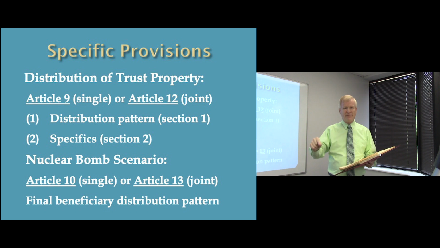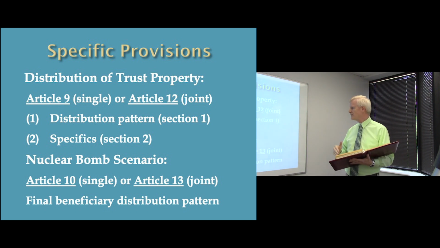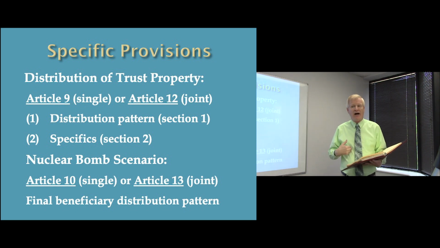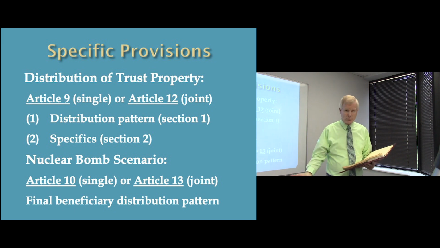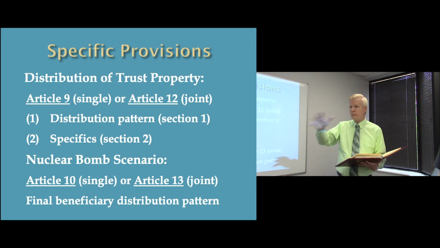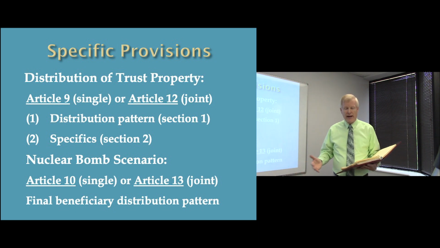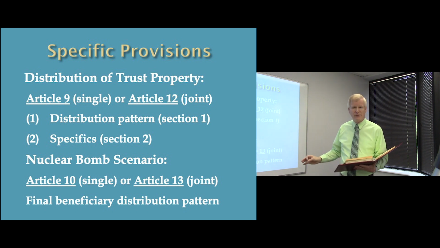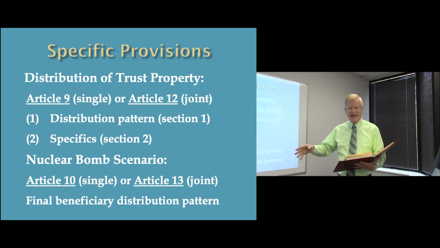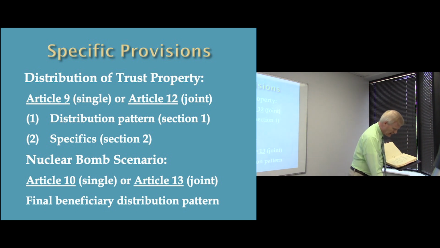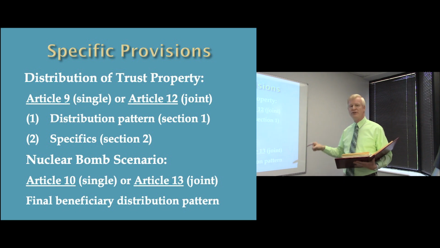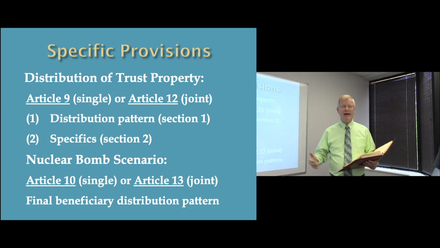It also has specifics in here about what happens if I've predeceased. I'm a child of yours. I predeceased. What happens to my share? Often it will go to any children I might have equally. And if none, then to my brothers and sisters if I had any, right? So we've got all those provisions in Article 12 if it's a joint marriage situation, or Article 9 if it's single. All right?